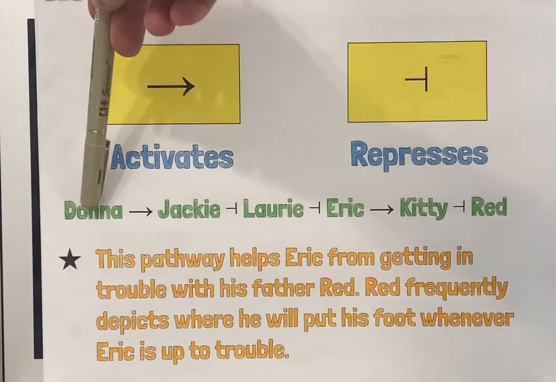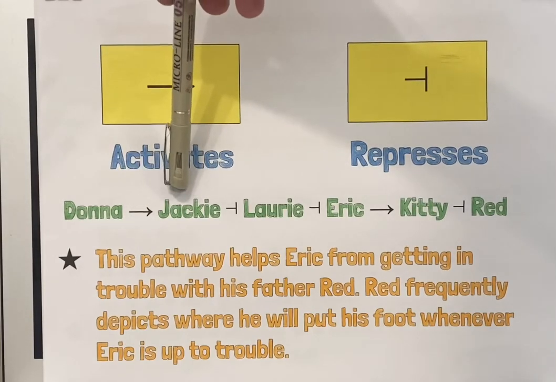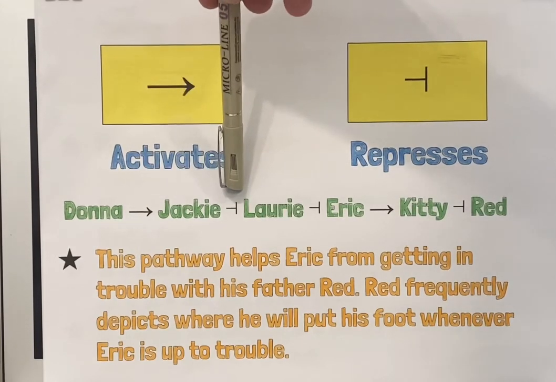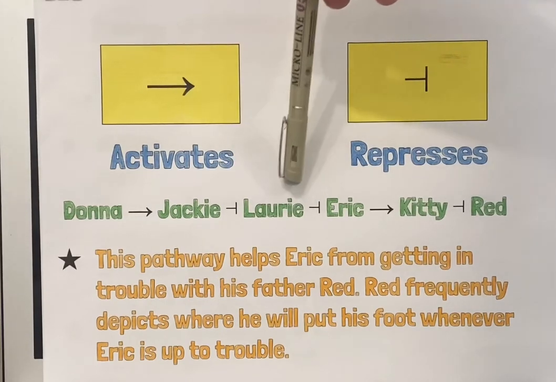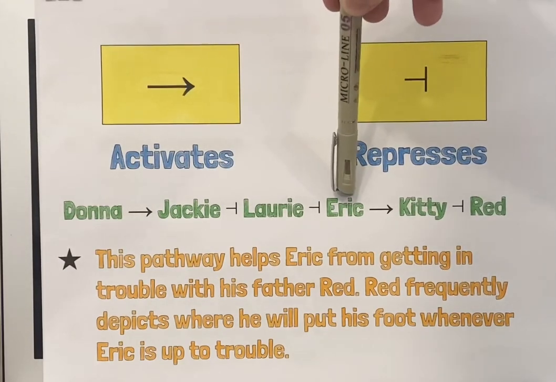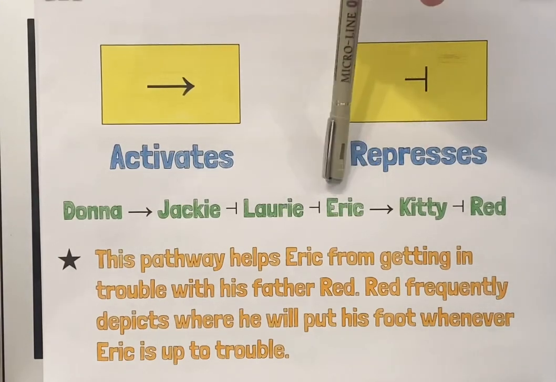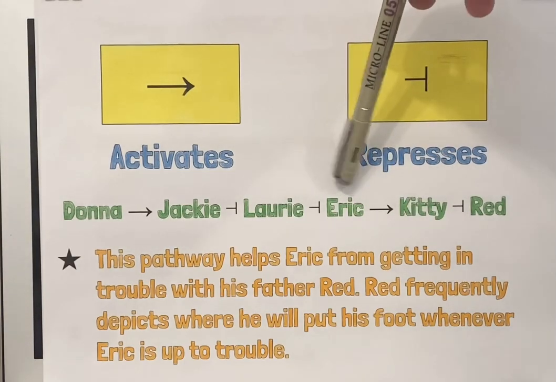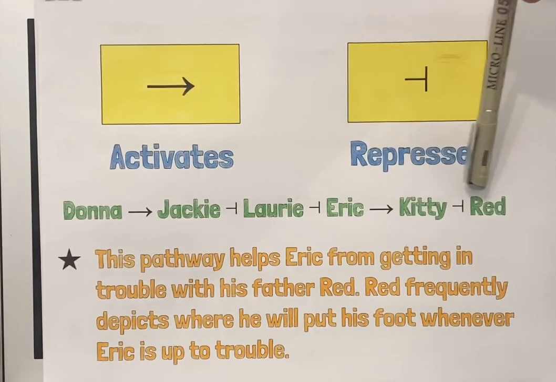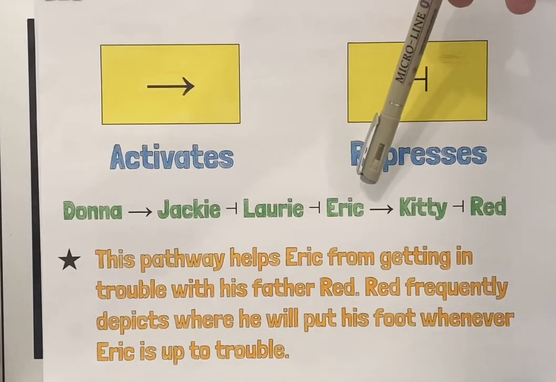So here we have Donna, and we can see that she activates Jackie because she likes Jackie. And here we have a T-bar because Jackie is repressing Lori because she does not like Lori. Lori is repressing Eric because they're siblings and she's always trying to get him in trouble. Eric is activating his mother because he is her favorite child. And Kitty is repressing Red from yelling at Eric and getting Eric in trouble.